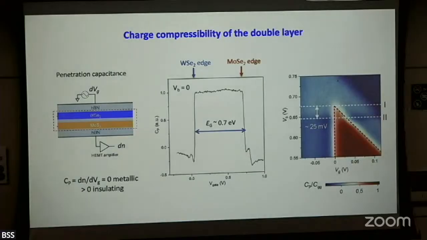And this is fully expected, right? Red means that the system is charge incompressible. This means you have an insulator. So only when both layers are insulating, you get this red triangle. And outside, at least one of the layers is doped, so the penetration capacitance is very small. Okay.